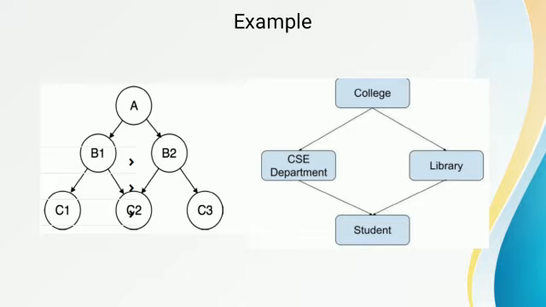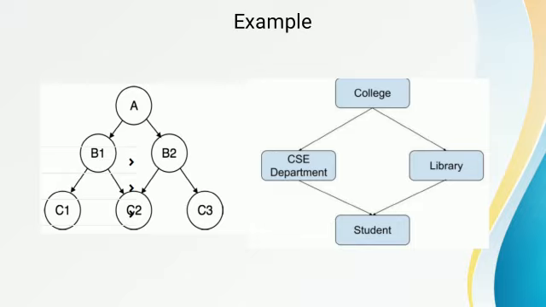What we have to observe in this diagram is that the C2 child can have more than one parent. That is the major difference compared to the hierarchical model. In the hierarchical model, a child can have only one parent, not more than one parent.